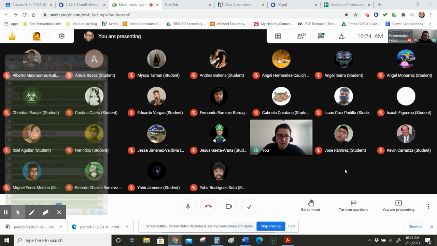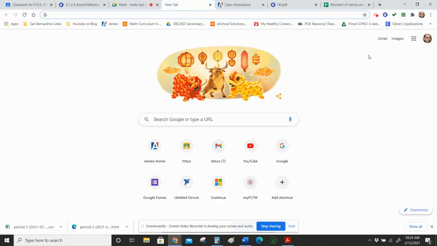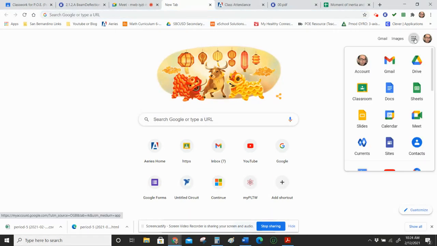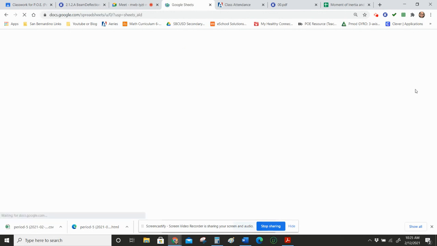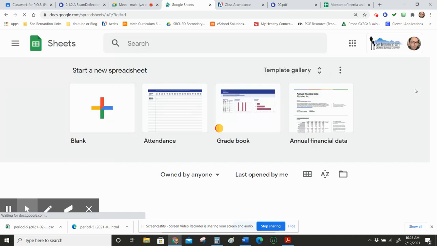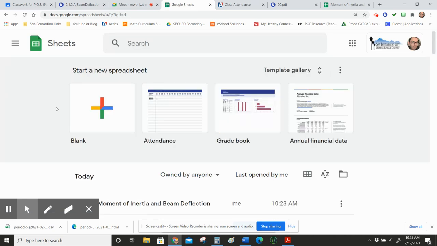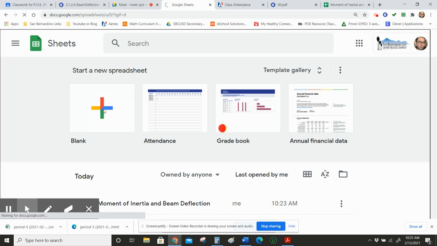Okay, guys, in this video, we're going to be doing the moment of inertia beam deflection calculation by using Google Sheets. If you don't know how to get a new Google Sheets, basically, if you have your Google account, on google.com or wherever, the little waffle at the top right, if you click on that, it'll give you an option to open up a brand new Google Sheets. If you click on Sheets, it'll give you whatever sheets you may have had in the past, or if you click the little plus button, that'll give you a blank spreadsheet.